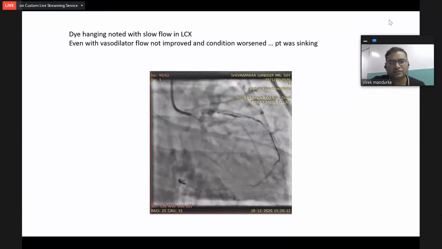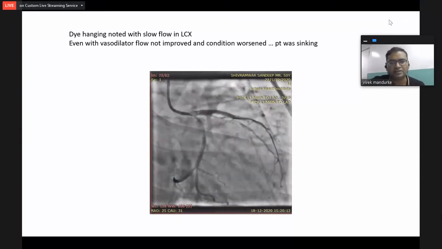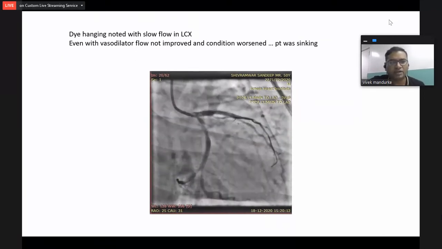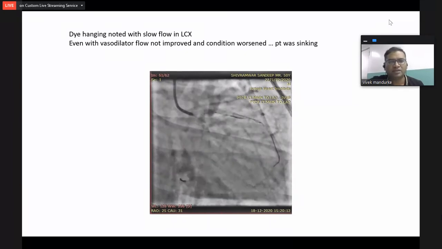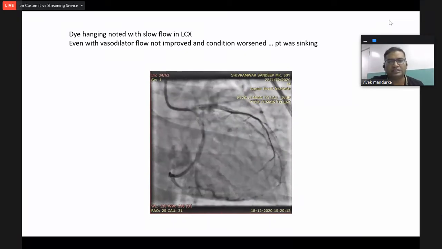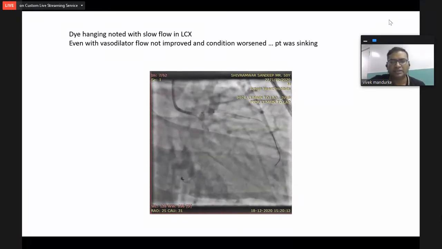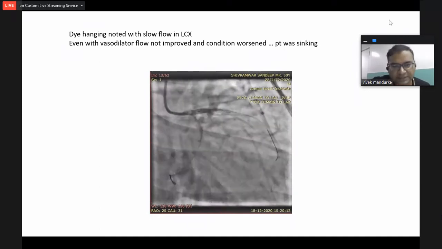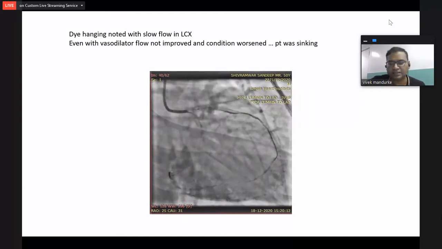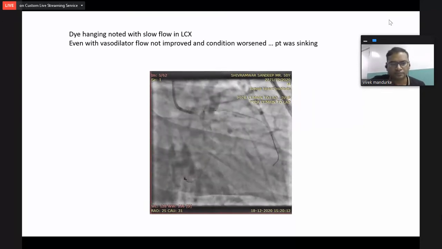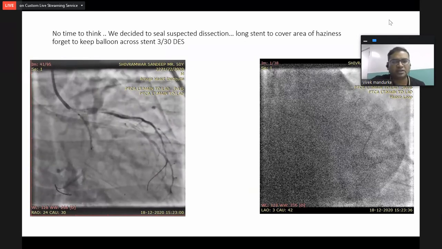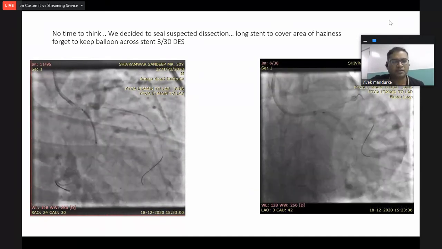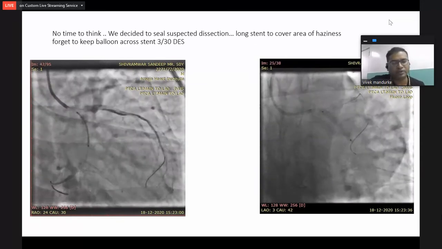On the second injection, we see that there is dye hanging in the proximal segment, so definitely some dissection might have happened. Even with vasodilator, flow is not improving and condition is worsening. So we did not have any time and the patient is sinking. So we decided that immediately we will stent this part where there is dye hanging. So as per the plan, we have taken a long stent, that is 3x30, and we planned for doing PCI.